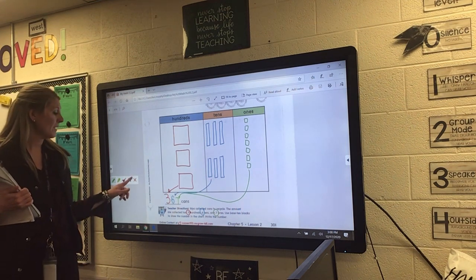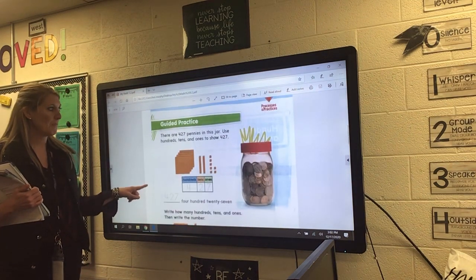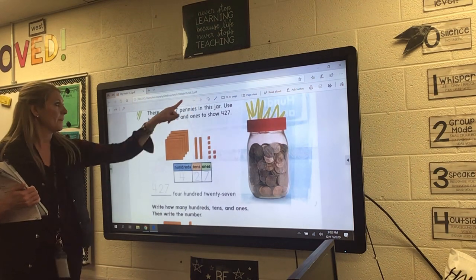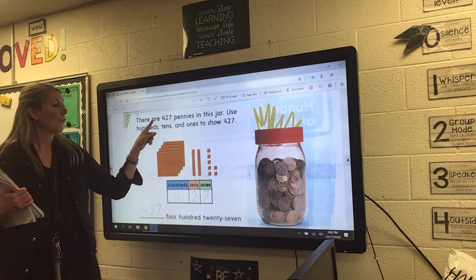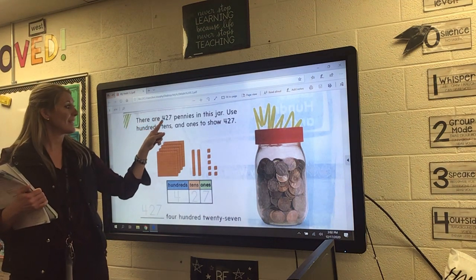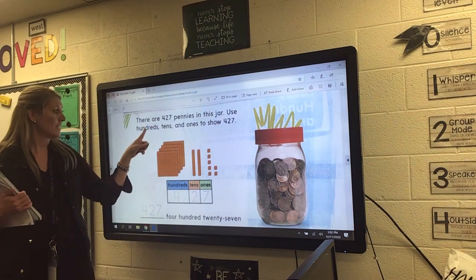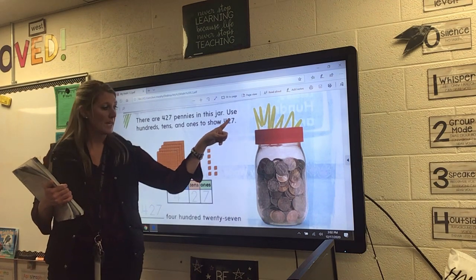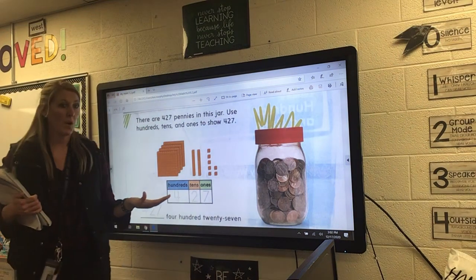When you're ready to move on, you can unpause, and we're going to go on to the next page where we have the guided practice. So on the guided practice at the top, it says there are 427 pennies in this jar. Use hundreds, tens, and ones to show 427. So in this jar, there is 400.